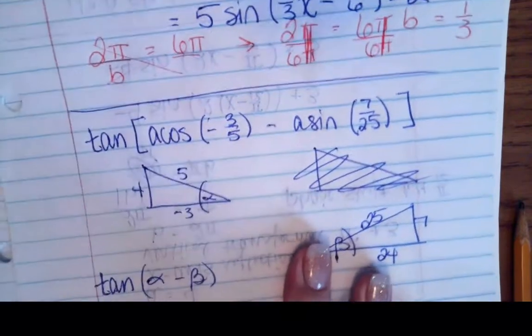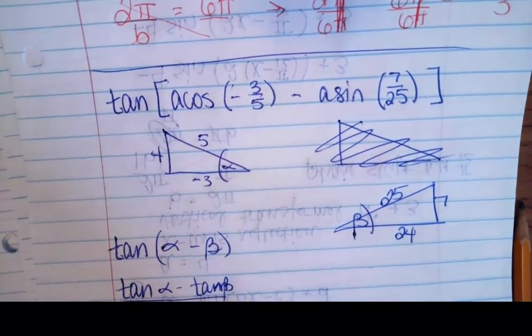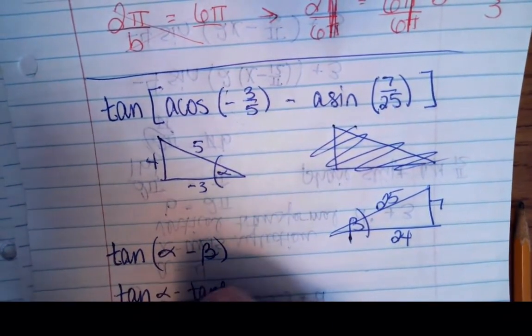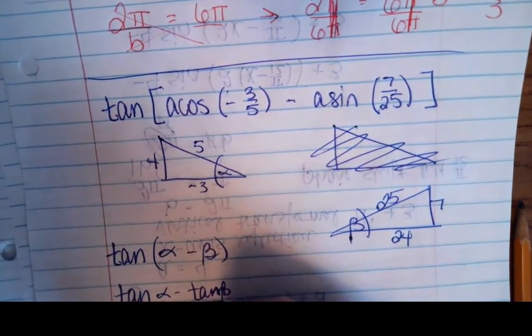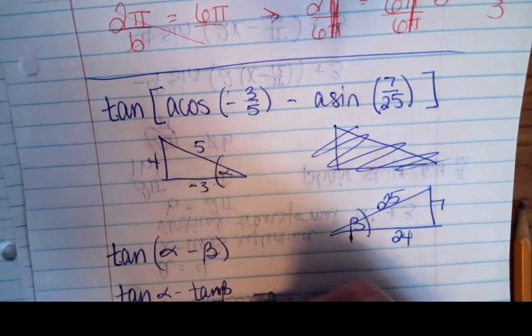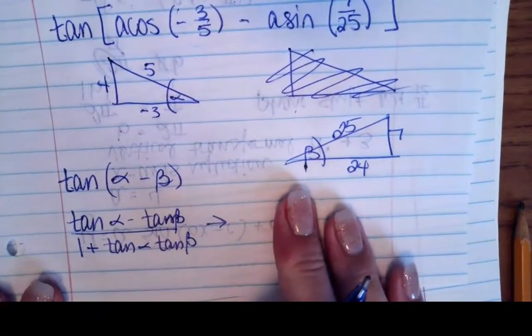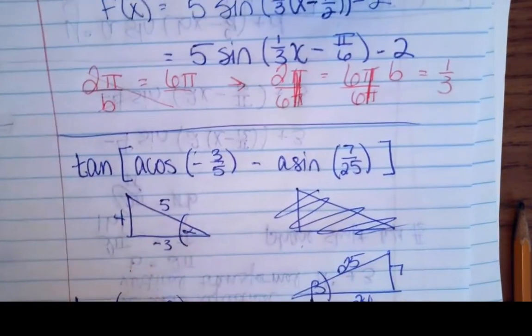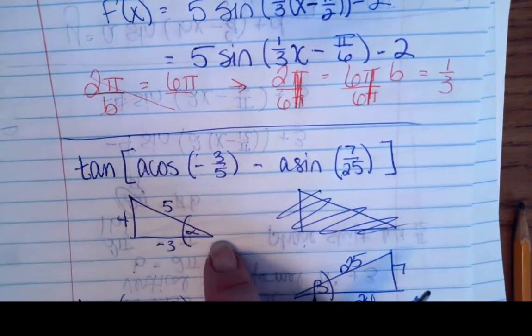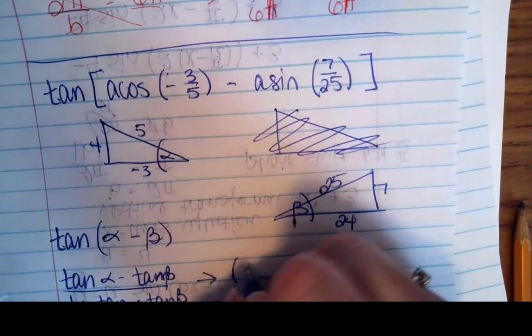Man, this video is a mess. All right, and then we've got 1 plus tangent alpha times tangent beta. So when I fill all this in, looking at the tangent of alpha is going to be opposite over adjacent, so negative 4/3.